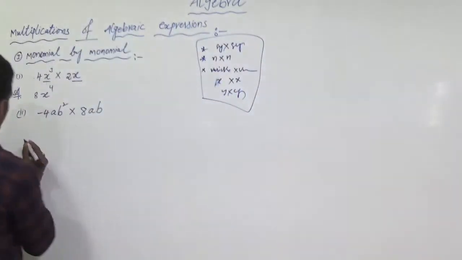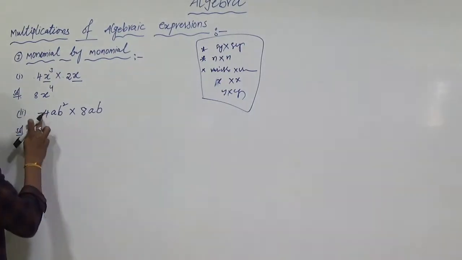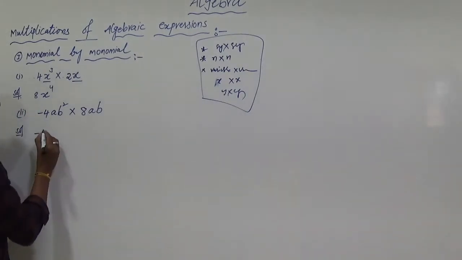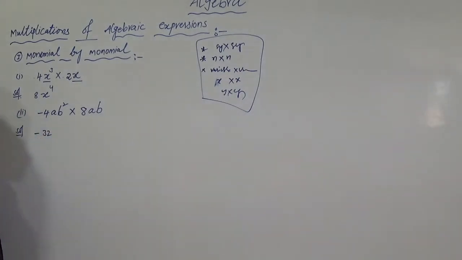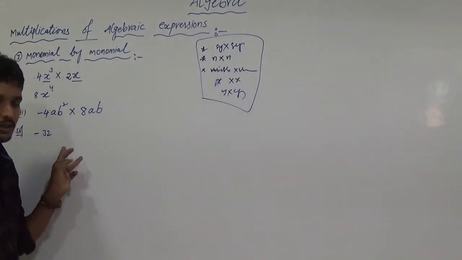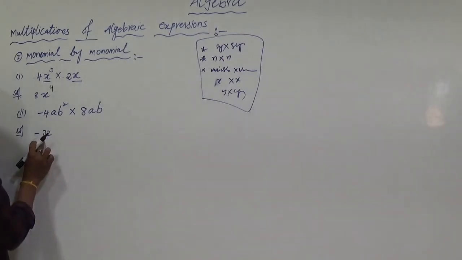Now we are multiplying. First symbols. Here minus and here plus. Plus into minus is equal to minus. Did you understand? So first number into number. Minus 4 into 8 is equal to minus 32.